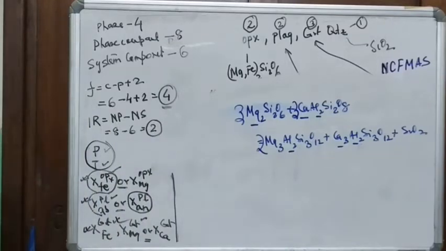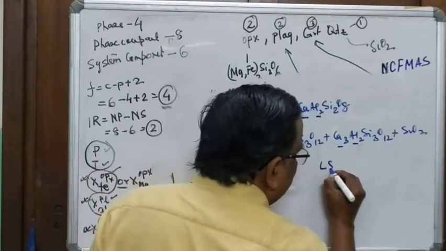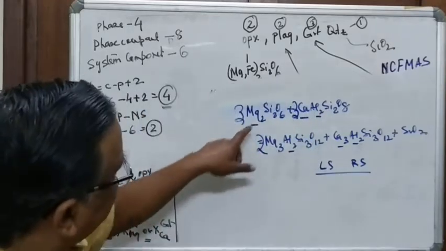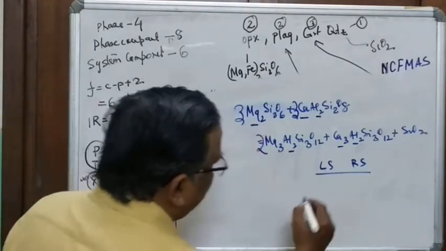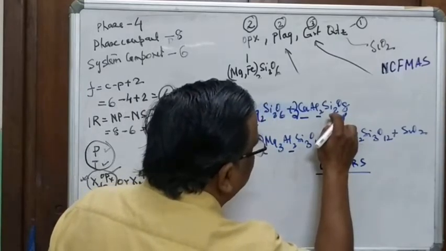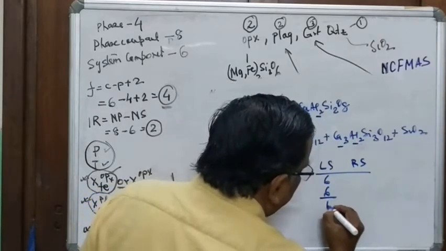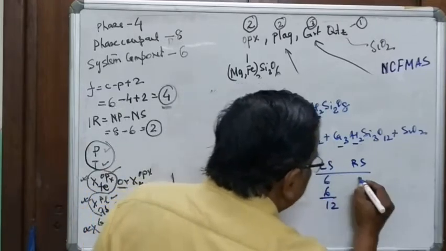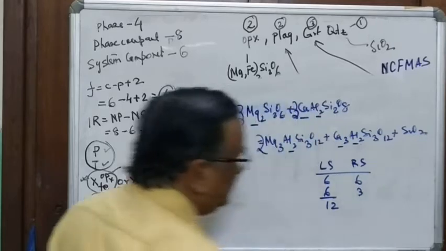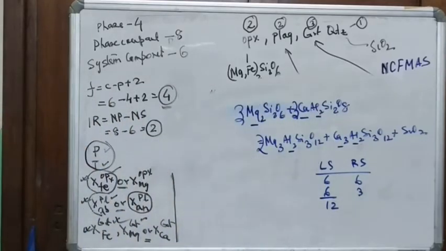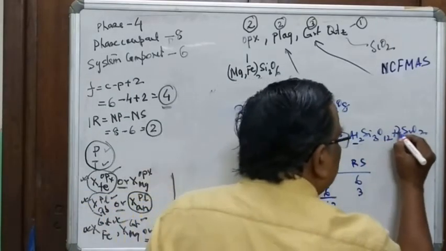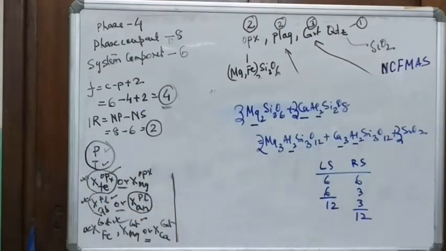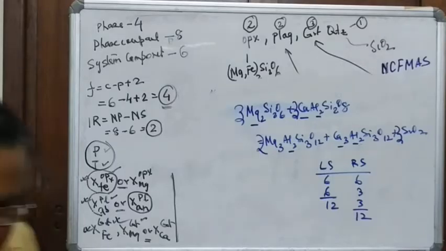Now we have silicon. So again, left hand side, right hand side. On the left hand side, you see your silicon is 3 into 2, 6 silicon, plus 6 silicon on the other, that's 12 silicon. On the right hand side, you have 6, 3. So you're down by 2, so it should be 3 SiO2. So that's 12 silicon atoms. So you've balanced your silicon atoms as well.